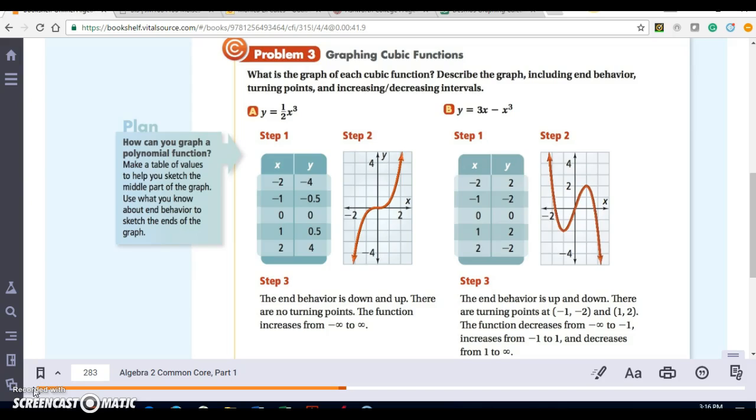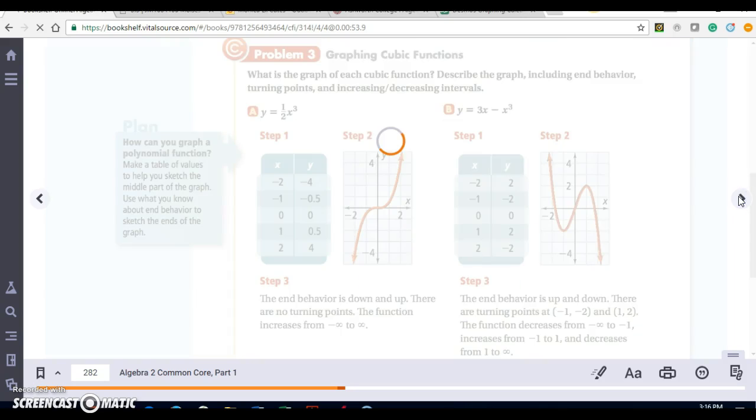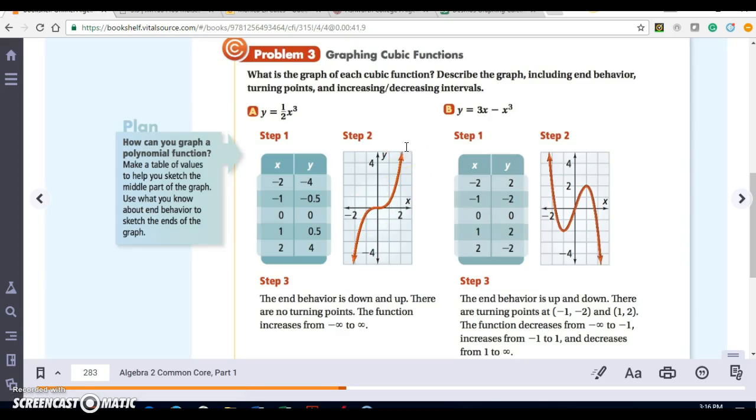And so I know that I can have at most 2 turning points. I know that my a value is positive, and because it's positive, we can go back to the little chart that they gave us. It's positive, it's odd, so it's going to be down and up. And so let's look at our picture. We have down and then up, okay? And so there are no turning points. Even though we can have at most 2, there are none.